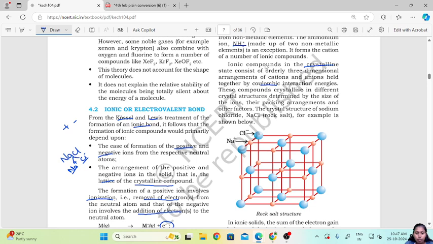Now this is the structure of rock salt, but other ionic crystals will have a structure different to this. It is based upon their sizes. Some will have bigger size, some will have smaller size, some will have the same sizes. So depending upon the sizes of the atoms, the structures will differ. The packing arrangement and other factors, how they are packed, how they are arranged, are also determined by the size of the ions.